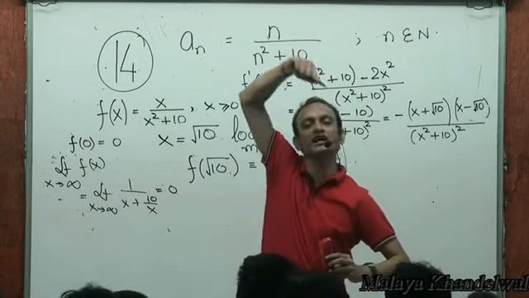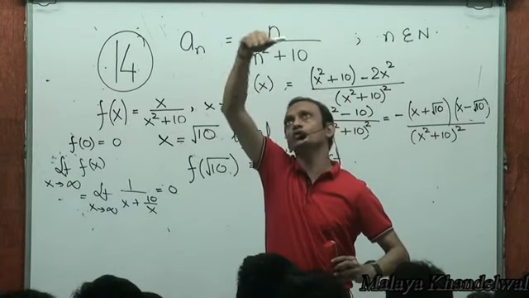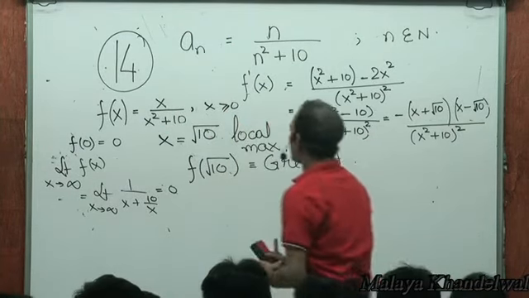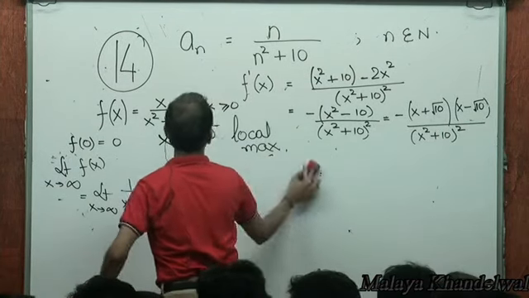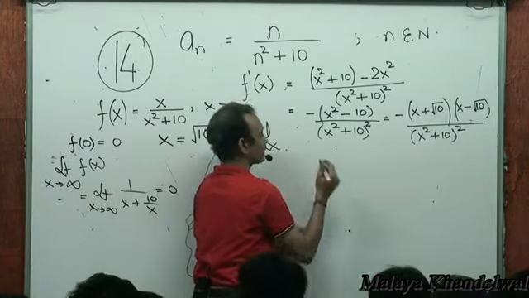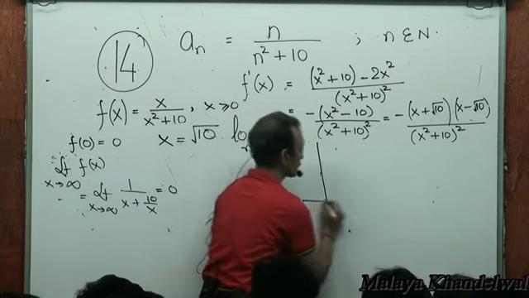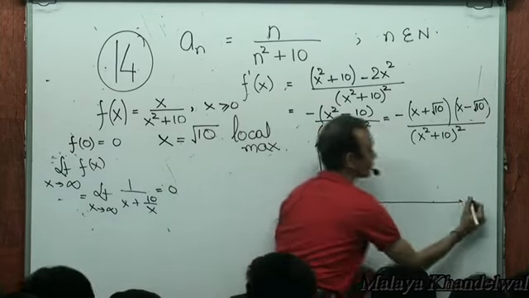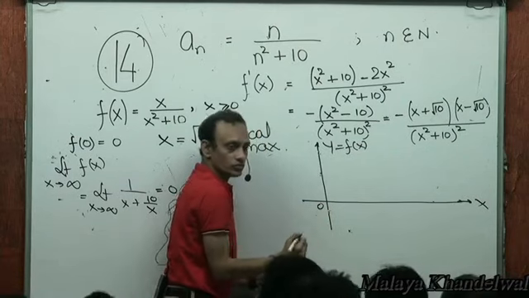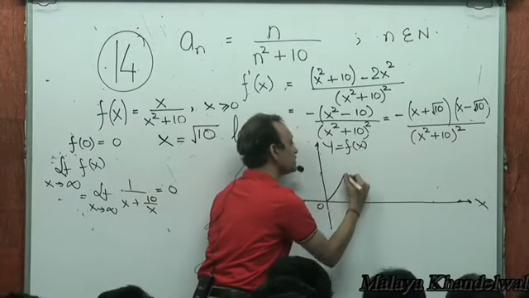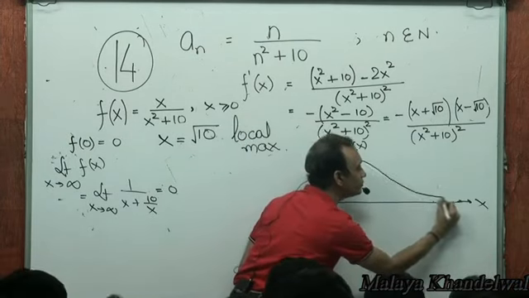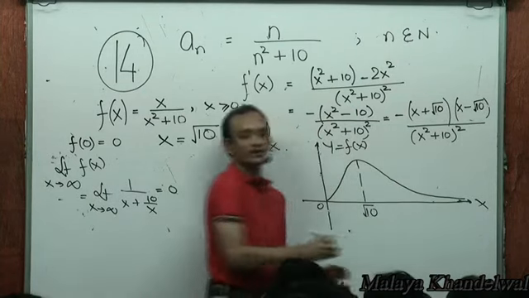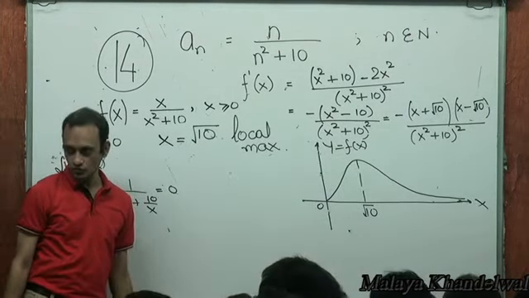So you'll see a bell-shaped curve. At x equal to 0, 0. At x equal to root 10, a local maximum. And then it dips to 0. Right? So the graph of this function is going to be, at x equal to 0, 0. And then it increases. At root 10, it assumes a maximum value. And then as x tends to infinity, it tends to 0. Right? Yes or no?